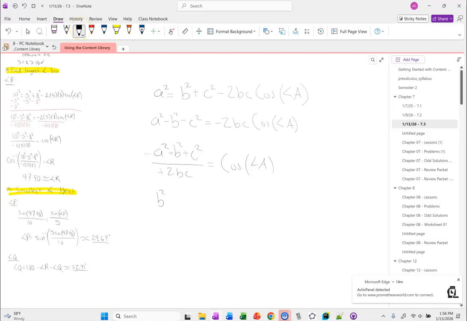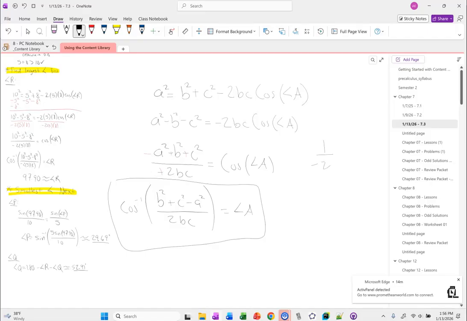So I'm going to rewrite this as b squared plus c squared minus a squared over 2bc. And we'll just do cosine inverse of both sides. So that's my alternate version of the law of cosines where I'm solving for an angle. I'm only going to write one version of it if everybody's okay with that. Everybody's good? How did you do the negatives in the B and C?